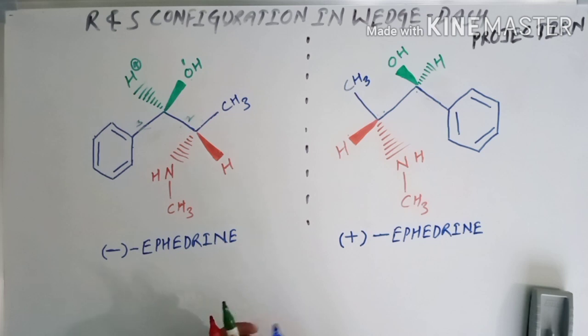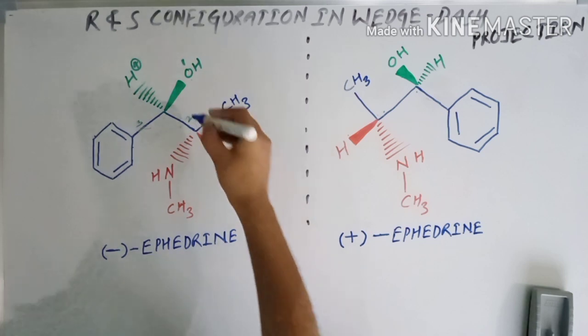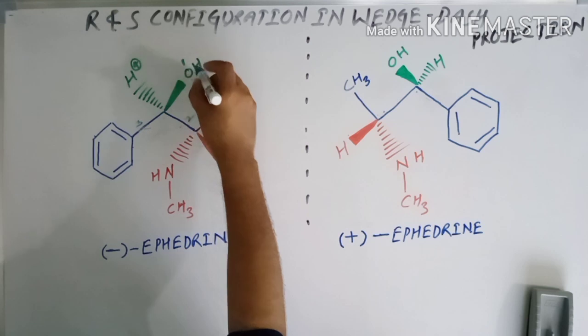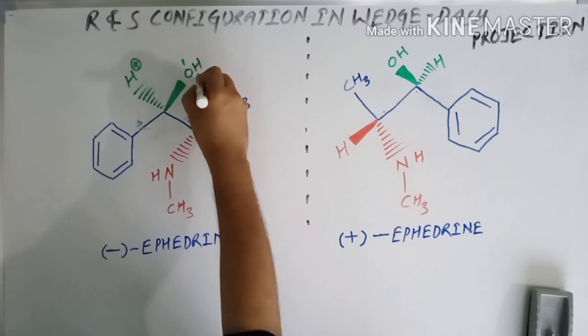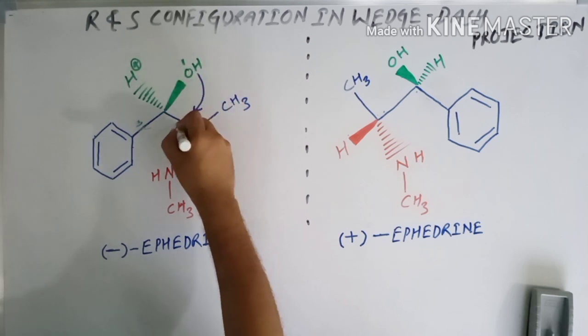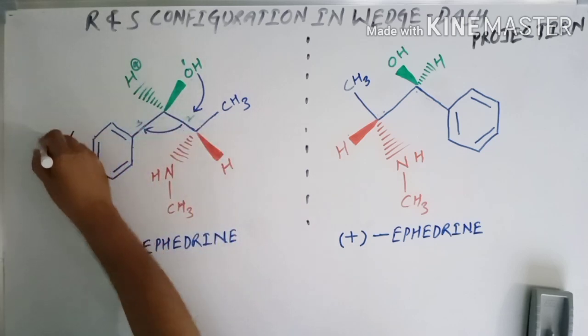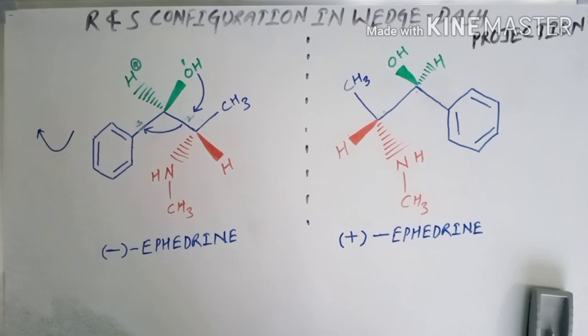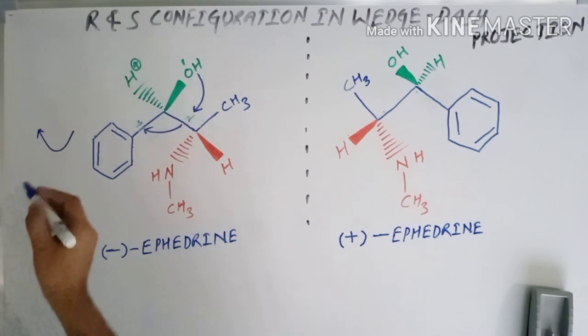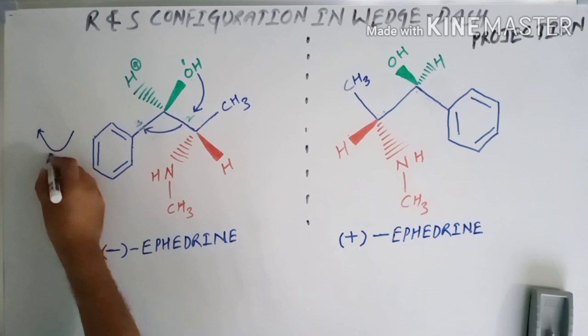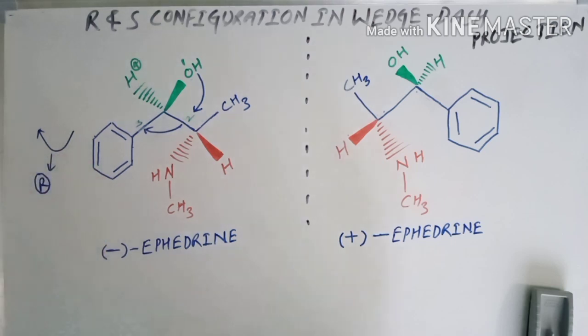So by applying the CIP rule, we have to draw an arrow from 1 to 2 and then 2 to 3. So the direction of arrow is like this. So this is clockwise direction. So if clockwise direction is there, then the configuration of chiral carbon may be R. It's not final yet. The configuration may be R.